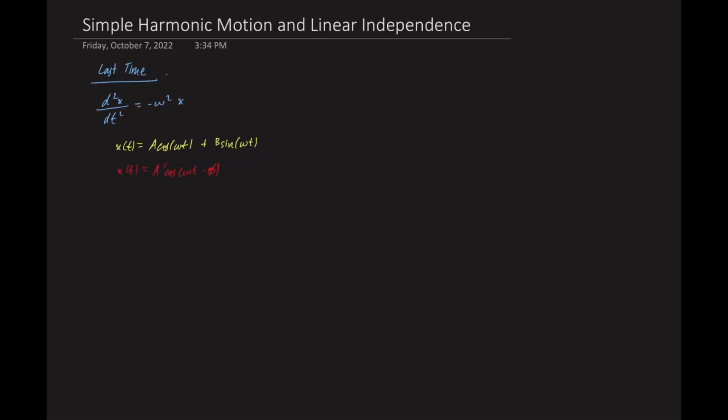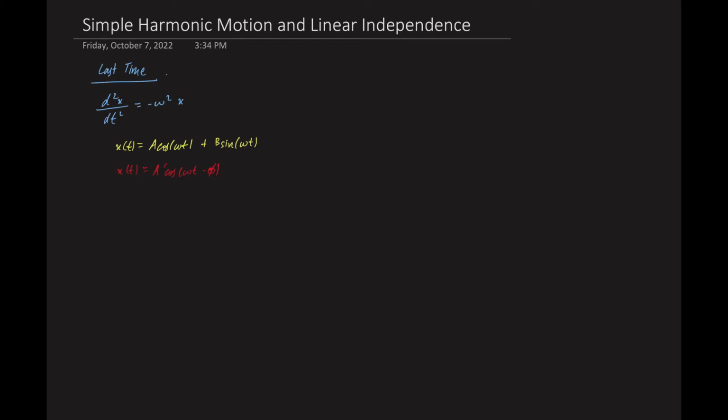Last time we examined the simple harmonic motion equation. We found two solutions, one that's a cosine omega t plus b sine omega t, and a second that's a prime cosine omega t minus phi. The first one has two trigonometric terms, the second one has one trigonometric term, but with a phase phi.